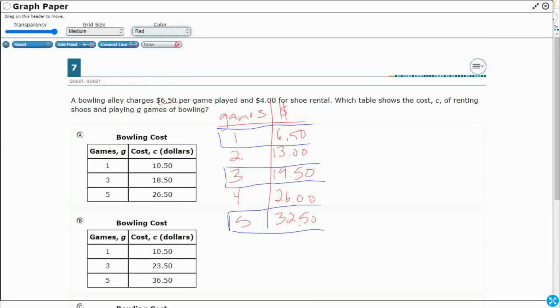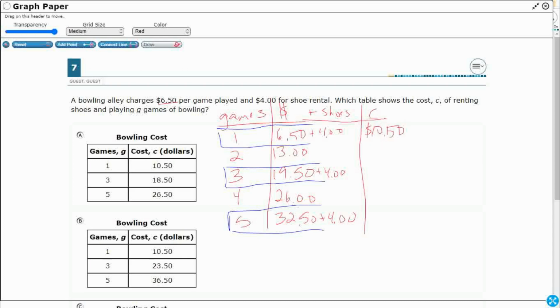The problem says it's $6.50 per game, and then $4 for shoe rental. So I've got to get my shoes, so I need to add $4 for each of these. So let's add $4 for each of these, and that's going to get me my cost. I'll just do my 1, 3, and 5 games. So I've got $10.50.